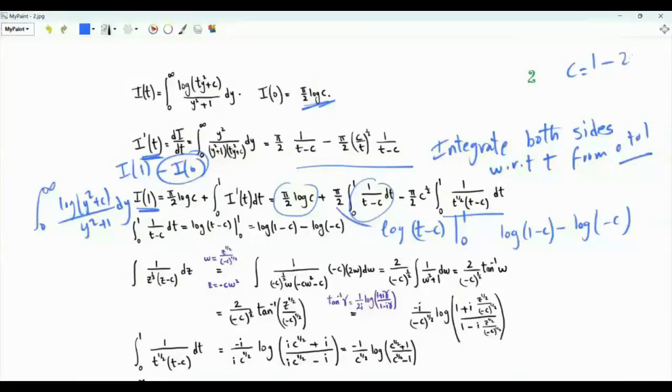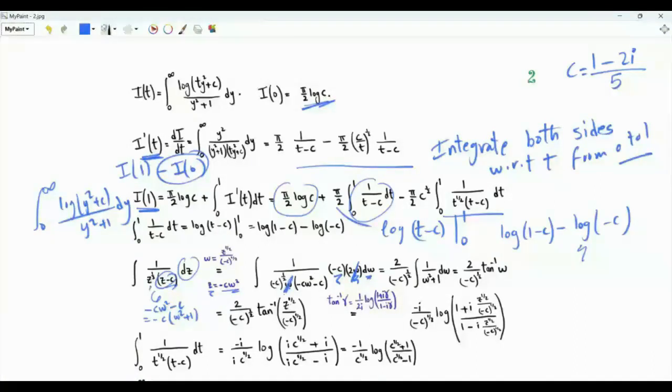Recall that c is the complex number (1 minus 2i) divided by 5. Every logarithm here is meant to be the principal branch. Let's do the indefinite integral dz, 1 over the square root of z times (z minus c). Let z be equal to minus c w squared. z minus c becomes minus c w squared minus c, which is equal to minus c times (w squared plus 1). dz is minus c 2w dw. z to the 1 half is minus c to the 1 half times w.